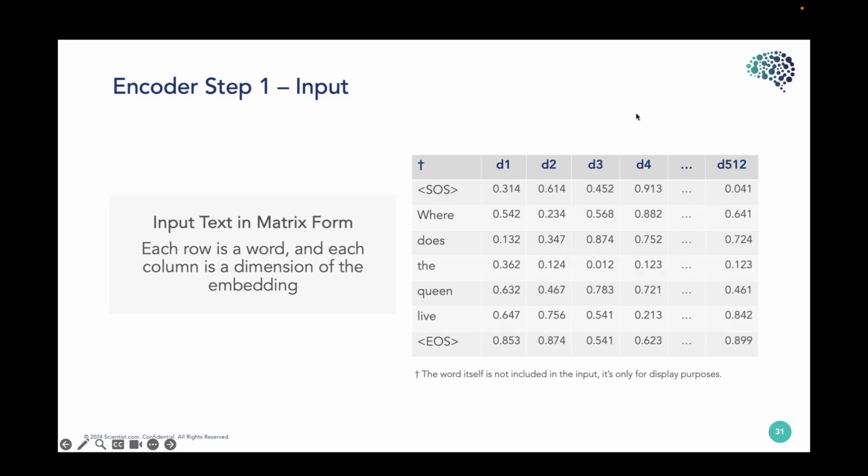So hopefully this is kind of old hat by now, right? Hopefully you remember that if our input is SOS, where does the queen live, those tokens each become a row in our matrix. And using our embedding model, we end up with a vector for each, and the dimensions of our embedding model become the columns of our matrix. So this is how we generate the matrix, the same way we did in the attention talk.